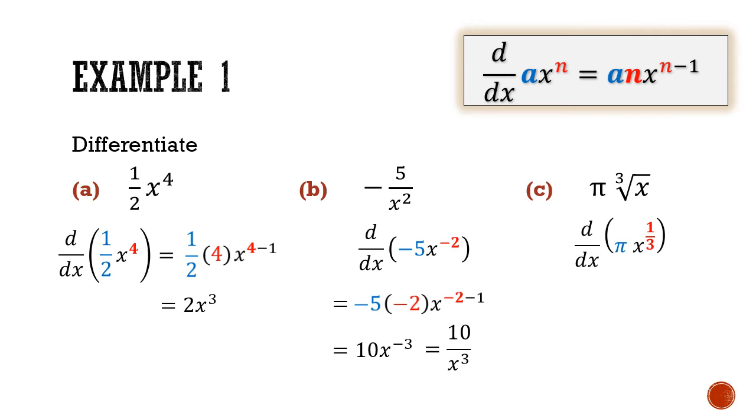In part C, we take the derivative. Again, nothing happens to the coefficient pi. We'll bring the exponent down, so we'll times 1/3 and subtract 1 from the exponent. Simplifying, we'll get pi over 3 times x to the power of negative 2 over 3. Again, we can rewrite this in positive index notation.